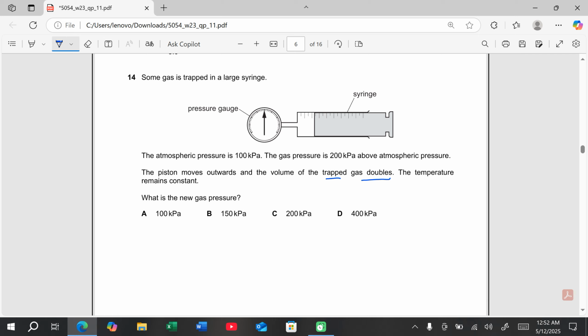That's easy. We have the formula P1 V1 equals P2 V2. The gas pressure is 200 pascals above atmospheric pressure, right? So the gas pressure is 300 here. The volume is V. Now since the volume is doubled, when we find the pressure, it is going to be 300 V over 2V, so that's 150.